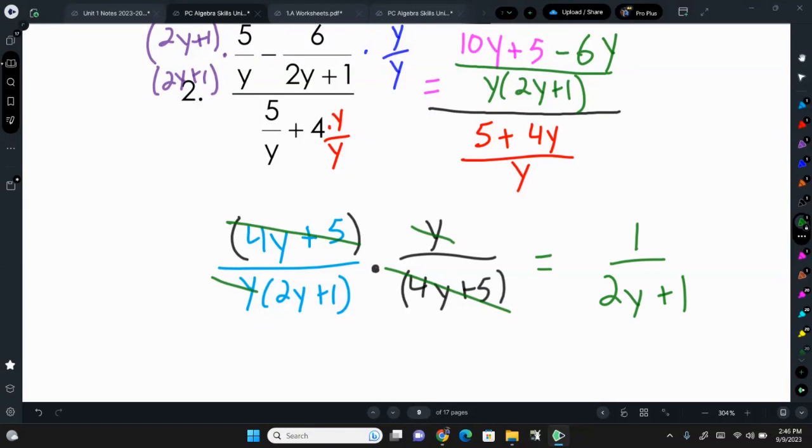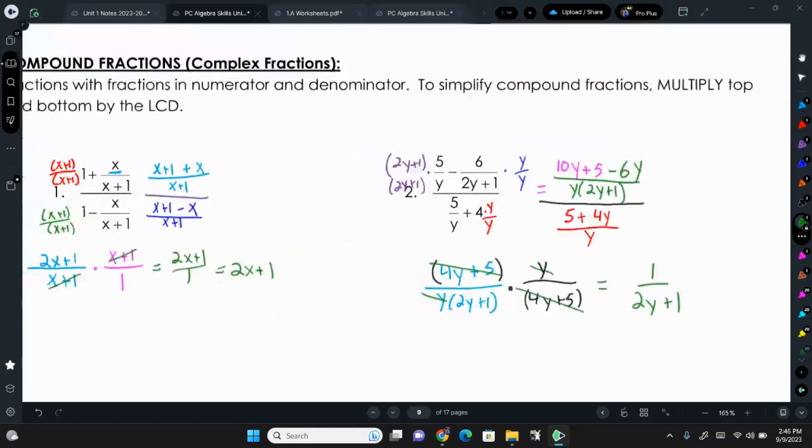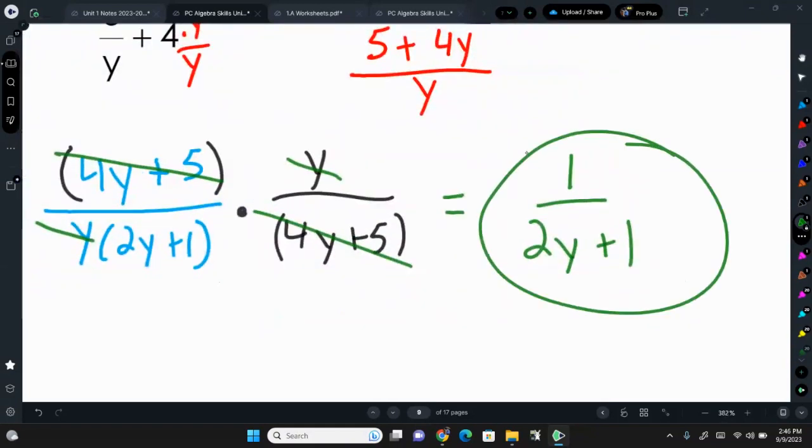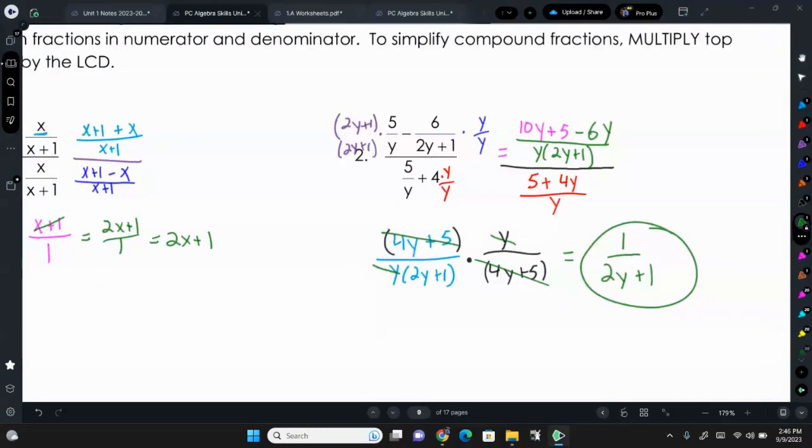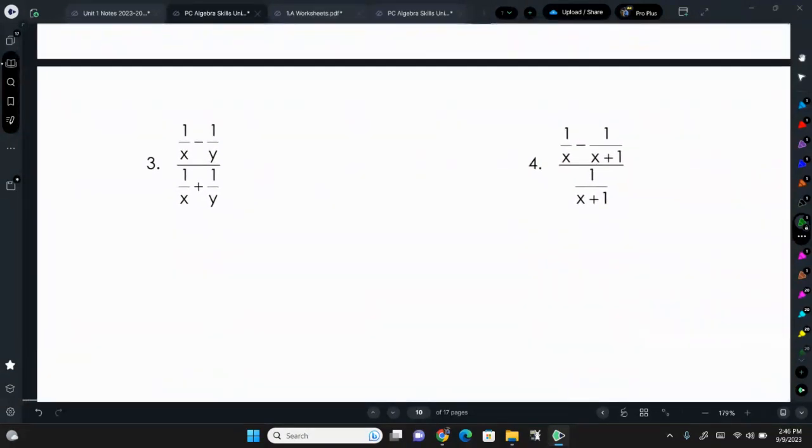Now, if you were ever asked about the domain of this, you would have to go, again, back to the original function and see what values y could or couldn't be. But the directions didn't say anything about domain, so we can leave it just like this. All right, on to the next page.